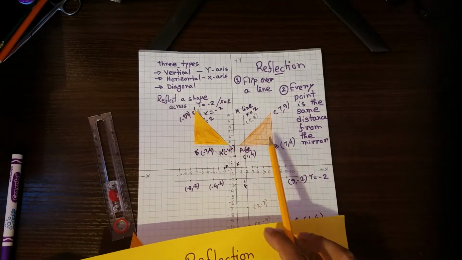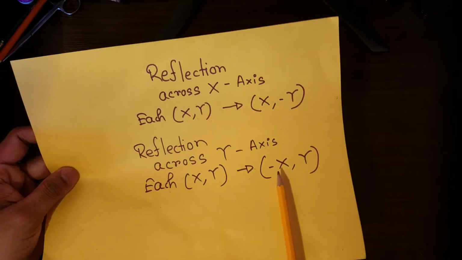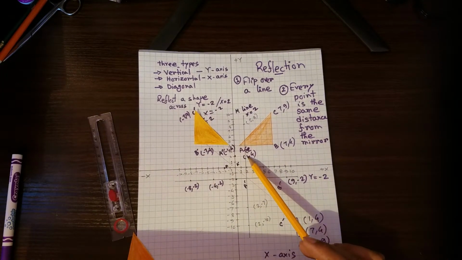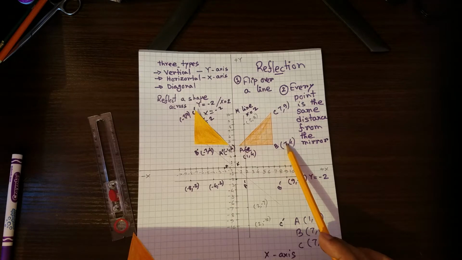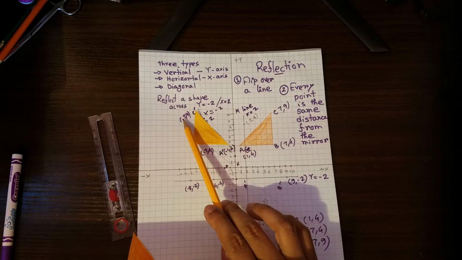Alright, so we did y. So for y, this is the rule. Your x becomes negative x, and y remains the same. So if you look at here, 1 becomes negative 1. B, your x is 7, it becomes negative 7. X is 7, it becomes negative 7.